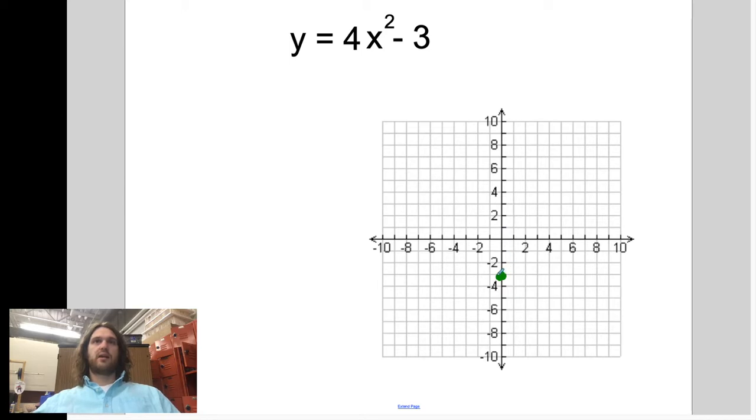Now, we know that it has the same shape as the parent function, except it's been stretched up by a factor of 4. So normally with the parent function, 0 squared is 0, 1 squared is 1, 2 squared is 4. It looks like this. So normally, if this had the same shape as the parent function, if it was x squared minus 3, I'd go over 1, up 1, but I'm not going to go over 1, up 1. I'm going to go over 1, and I'm going to go up 4 times the amount. So I'm going to go over 1, and normally I would go up 1. I'm going to go up 1, 2, 3, 4.